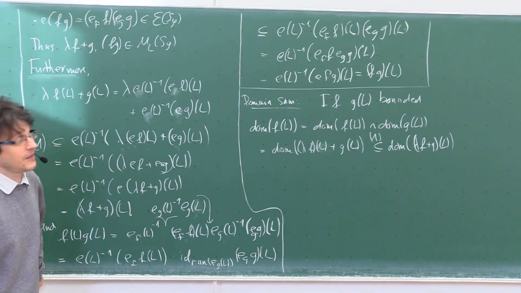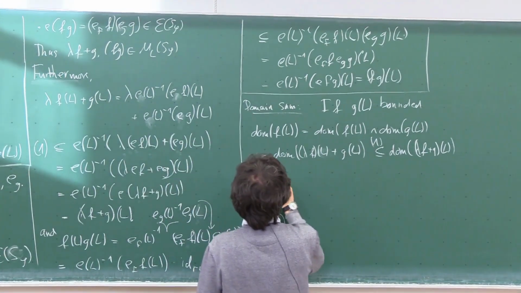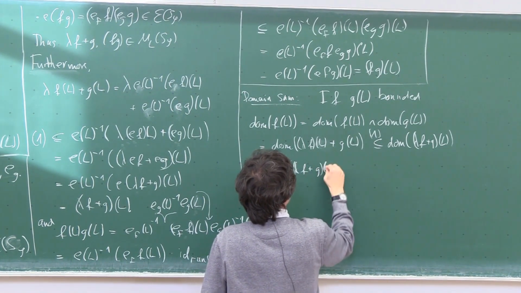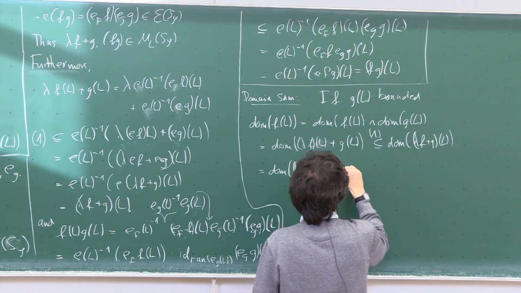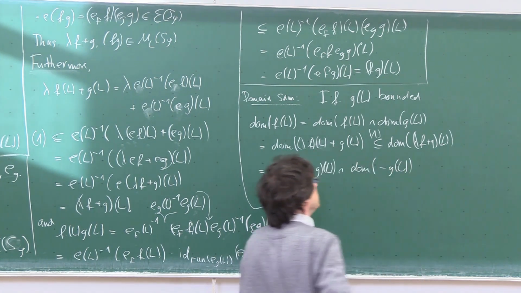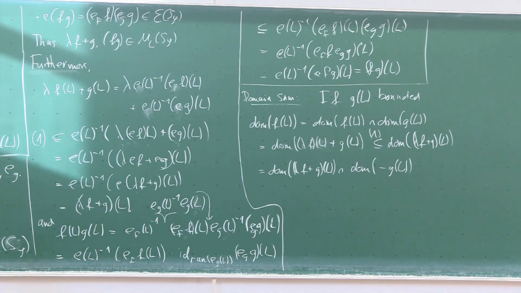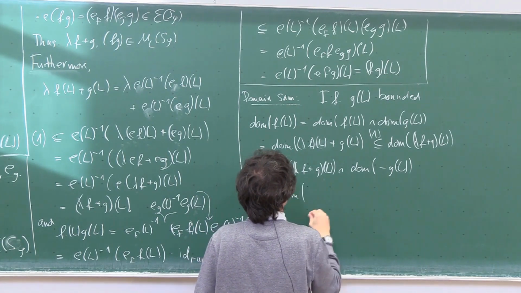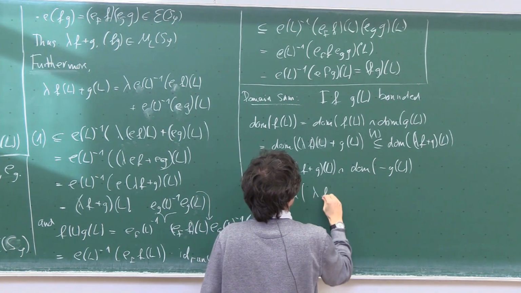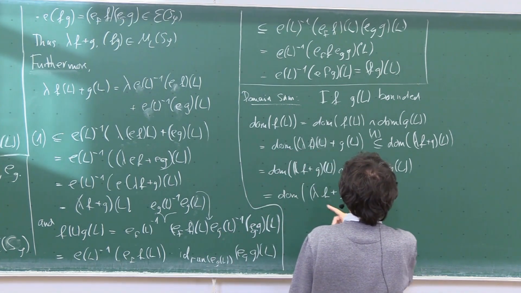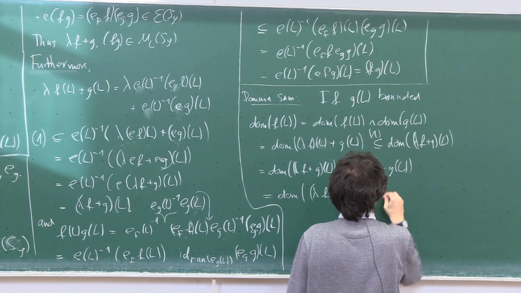Okay, and let's do the same stupid trick again. So this is the domain of lambda F plus G of L intersected with the domain of minus G of L. Because minus G of L is bounded, so this is all of H. But then again, this is the intersection of two domains, so this is the same as the domain of the sum. So this is the domain of lambda F plus G of L minus G of L.